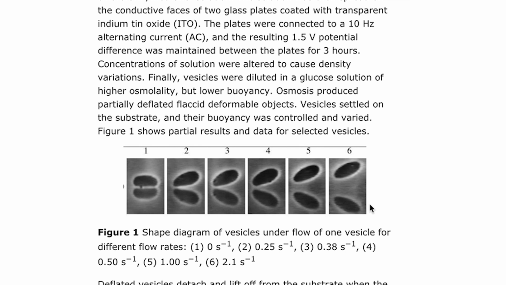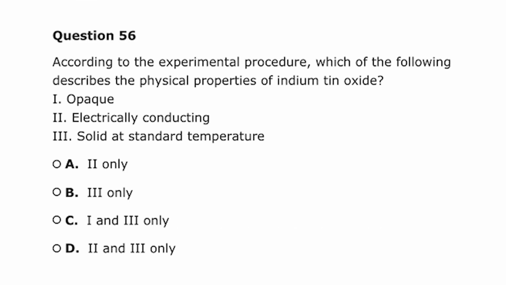Okay. Note that they say in the sentence where they bring that up, it's transparent indium tin oxide, which means it's not going to be opaque. It's not opaque, yes. Because it's transparent. It literally says transparent. So you can eliminate Roman numeral 1 from that pretty quickly. Yeah. And so that's it.